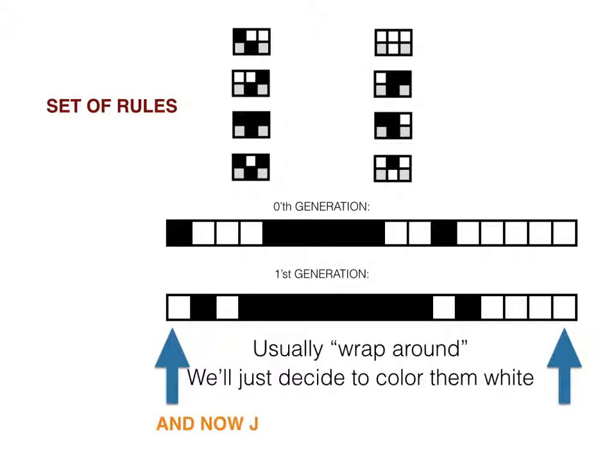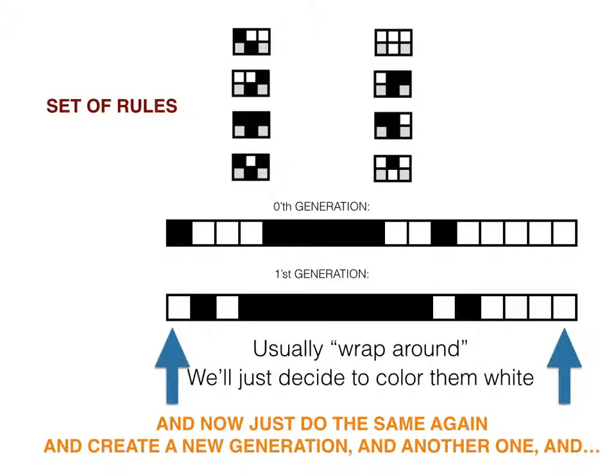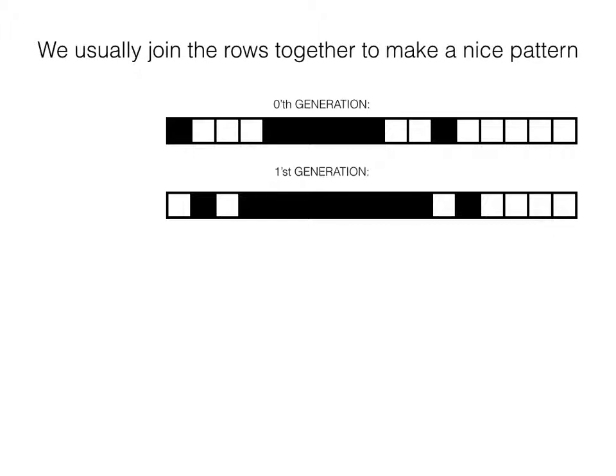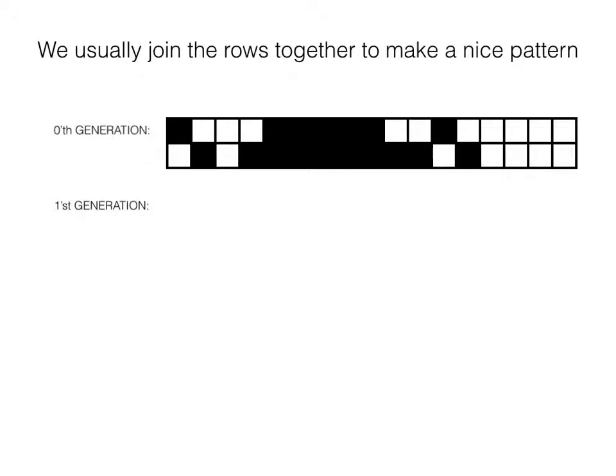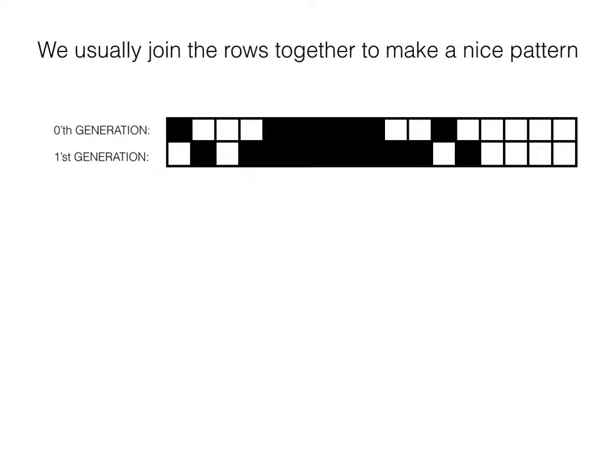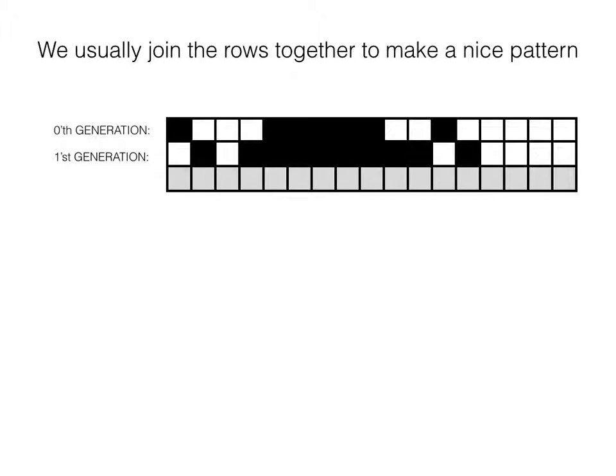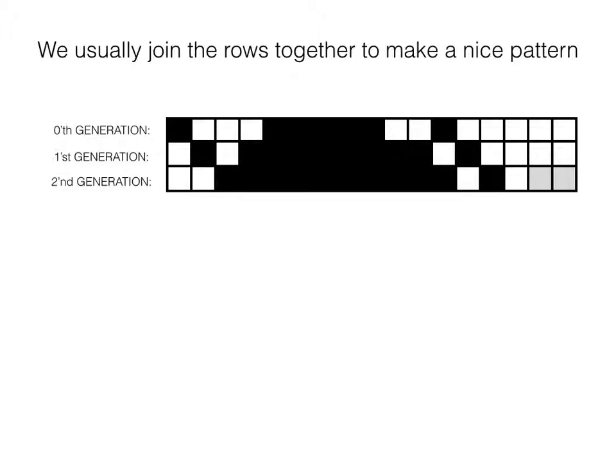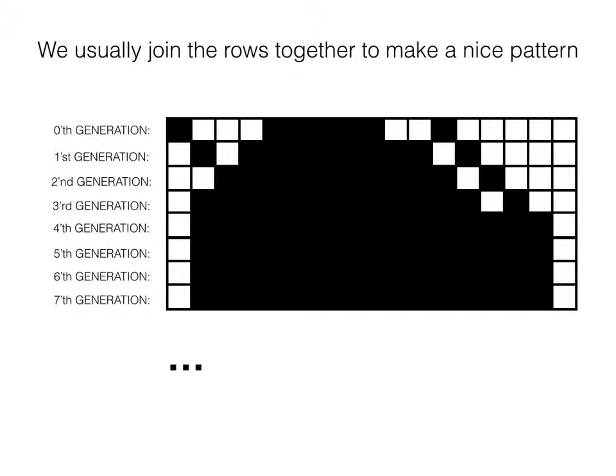Now we can apply the rules to the first generation and get the second generation, and then the third, and so on and so on. We usually join the rows together because that way it makes a nice pattern. So all we're doing here is putting the rows one above the other, zeroth generation above the first generation, like that. See, it makes a nice pattern. And now we'll make a new row, again by using the rules. So now we look at the first generation, we see we have white, black, white. And if you remember before, white, black, white gives us white. And we can quickly use all the rules and generate the next row and the next row, and that's it. That's a nice pattern we've got.